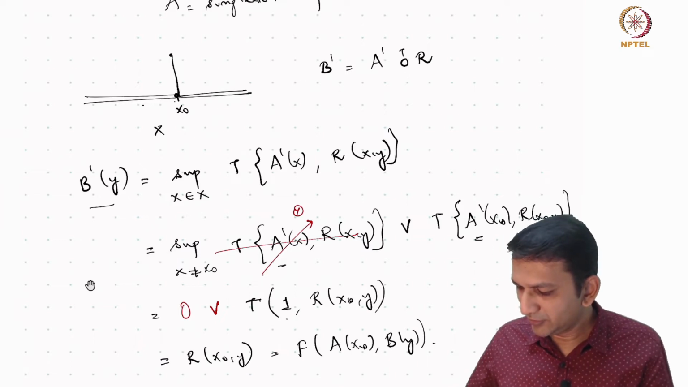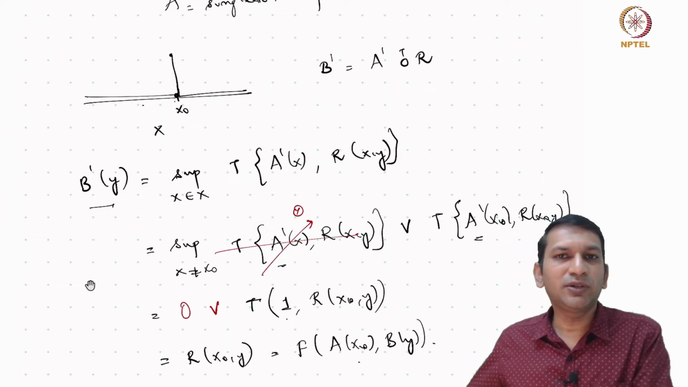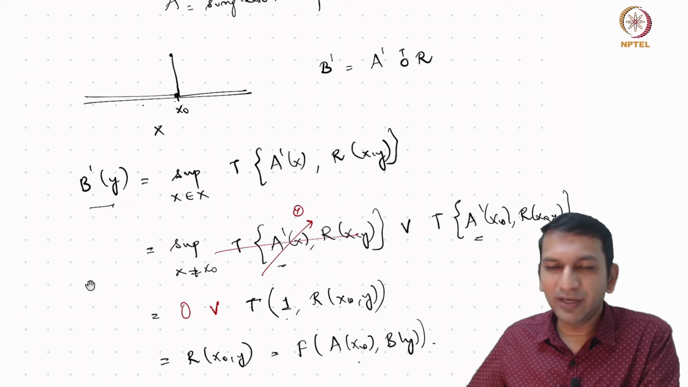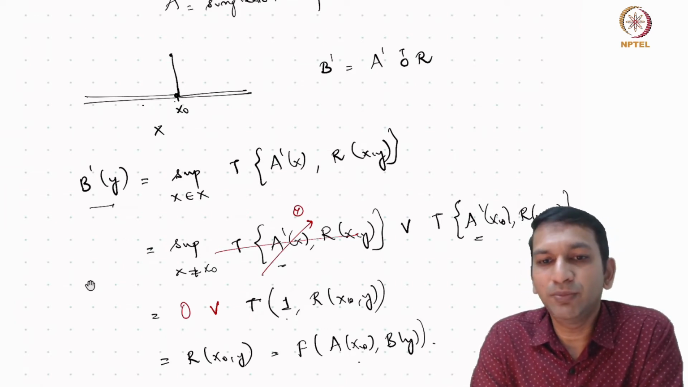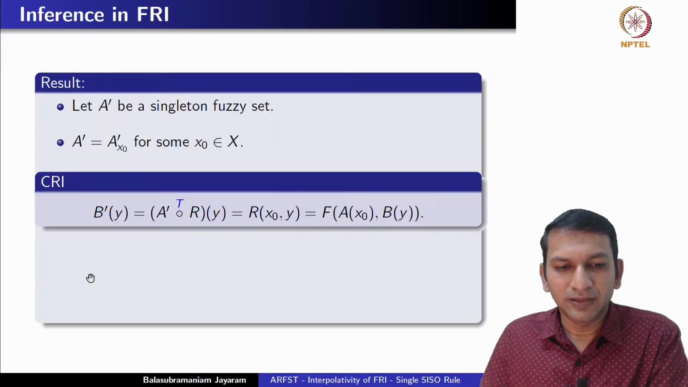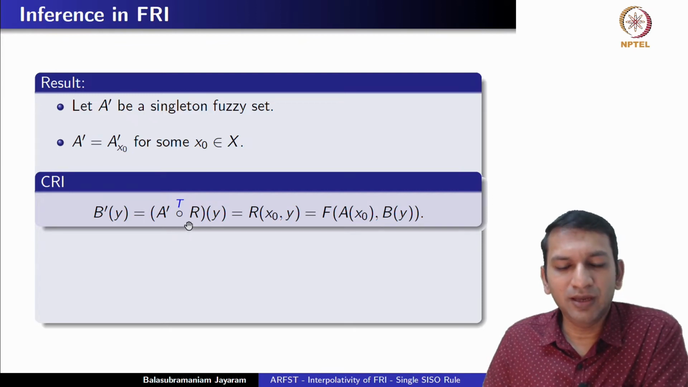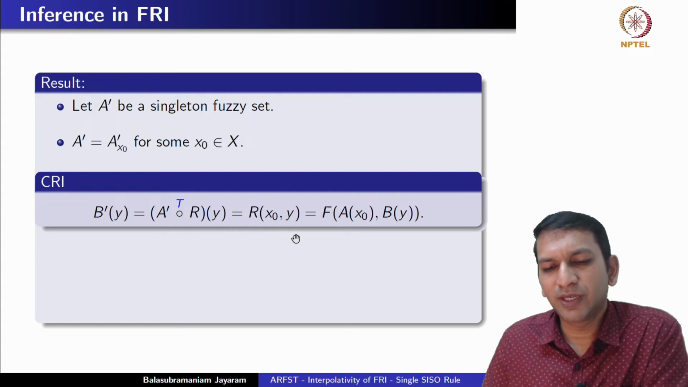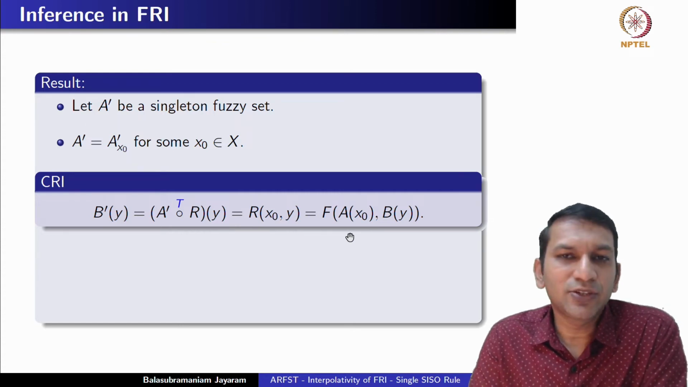So you see that B dash of y is nothing but the membership value that x0 takes in A, suitably modified on the corresponding membership value that y takes in B. That is your B dash of y. So if you are looking at this CRI, B dash of y is A dash composed with R at y, which is R of x0, y, which is equal to f of A of x0, comma B of y. This is in the case of CRI.